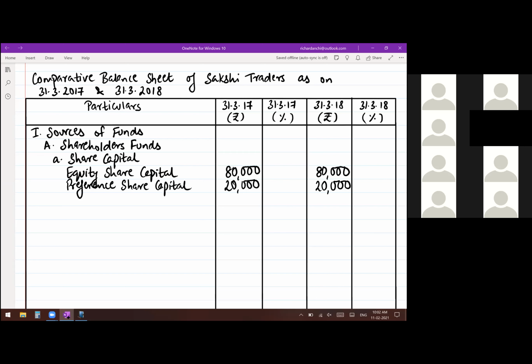Then the next item, B, reserves and surplus. For 2017, 20,000, but 2018 it is 24,000. That's it. Shareholders funds is over. The next, the two loans, secured and unsecured, will be under borrowed funds. Write down B, borrowed funds.